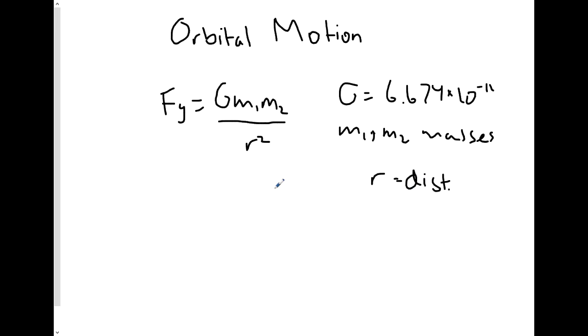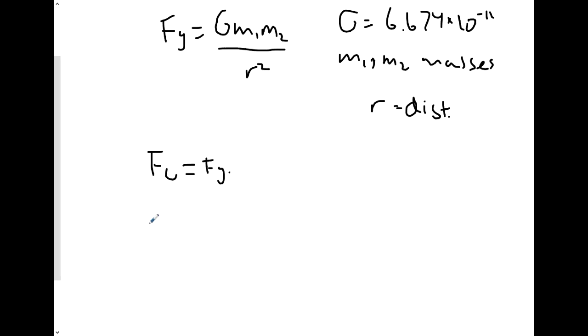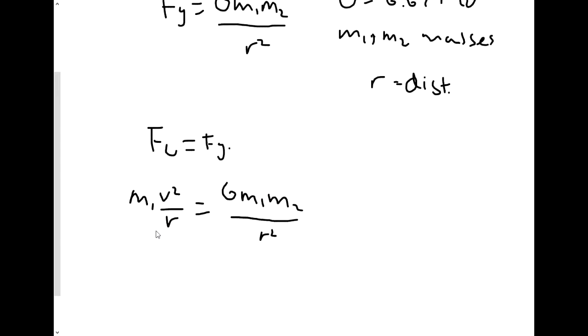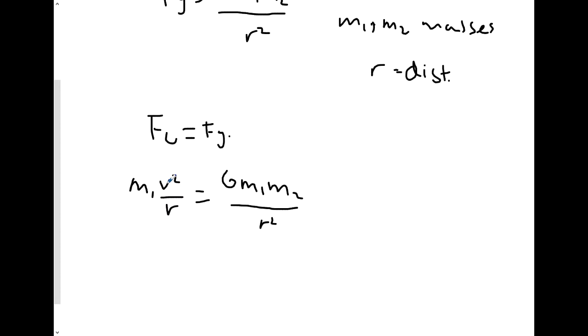If you want to put something in orbit, we need the force of gravity to equal the centripetal force. In that case, Fc equals Fg. Here we're assuming that m1 is the mass of the object that's orbiting around the larger one. So we can simplify this a bit. So we get v equals the square root of gm2 over r.